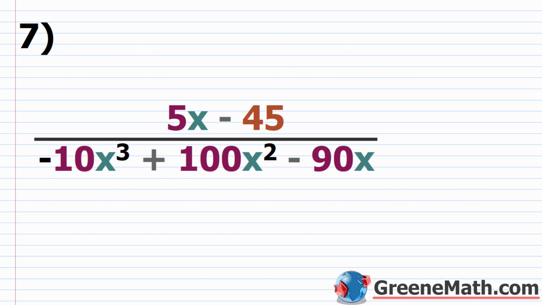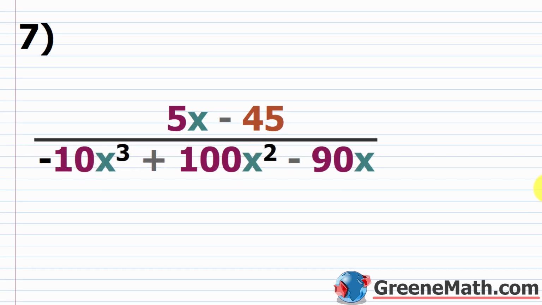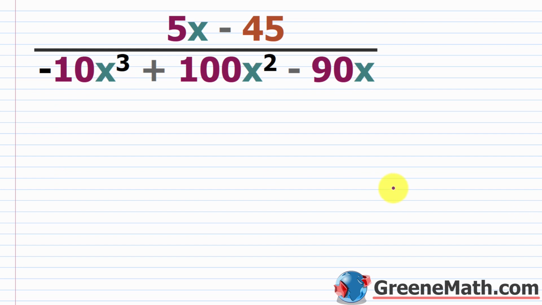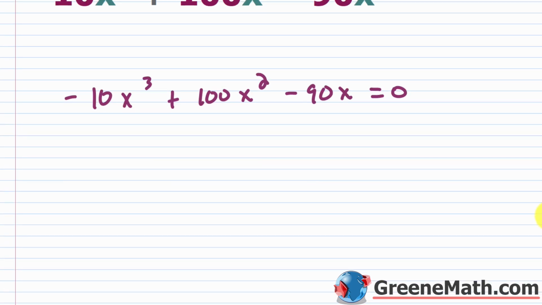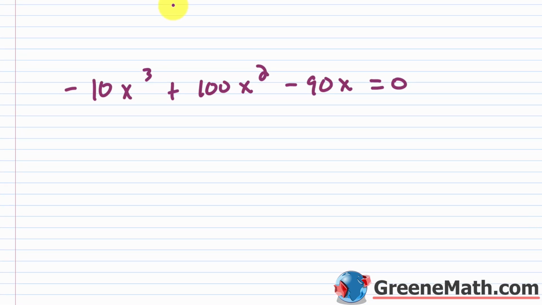All right, let's look at problem number 7. So we have 5x minus 45 over negative 10x cubed plus 100x squared minus 90x. So let's work on the denominator. Again, I want to do negative 10x cubed plus 100x squared minus 90x, and I want to set that equal to 0. Again, so I can find the solutions, and those are going to be my restricted values.